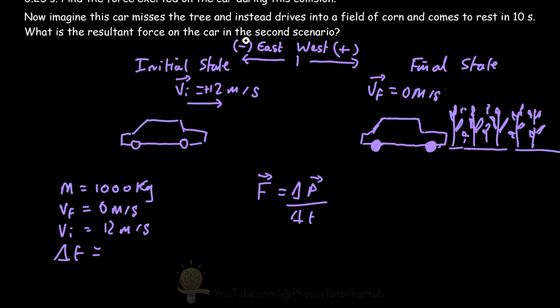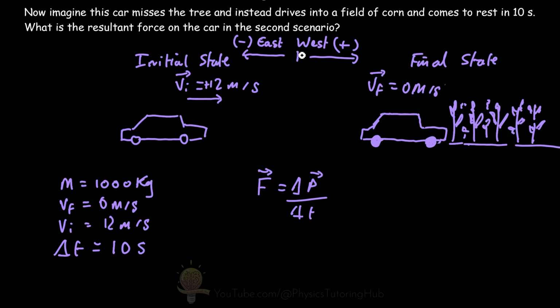Now imagine the car misses the tree and instead drives into a field of corn and comes to rest in 10 seconds. So our delta t now, instead of being 0.25 seconds, is increased to 10 seconds. What is the resultant force on the car in this scenario? So do you think the force would be greater than 48,000 newtons, the same, or lower than 48,000 newtons? So we have a very similar scenario here. The only difference is the amount of time it takes the car to come to rest.